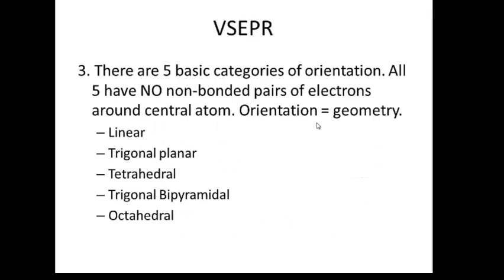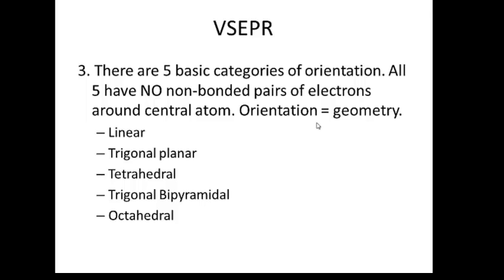You have a packet in your possession. It's the same packet you had in first year chemistry. There are 5 basic categories of orientations, also known as domains. All 5 have no non-bonded or lone pairs of electrons around the central atom. That means the orientation will be exactly the same as the geometry. I'm going to say that again: no lone pairs or non-bonded electrons around the central atom means that the orientation will be exactly the same as the geometry.